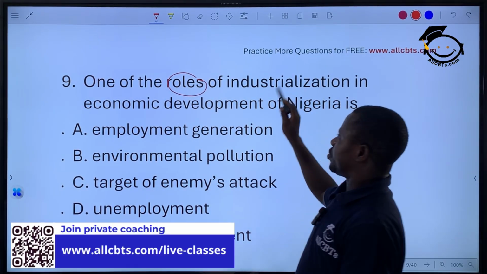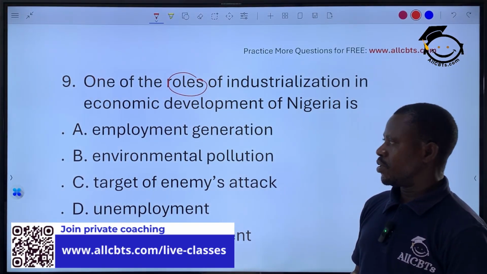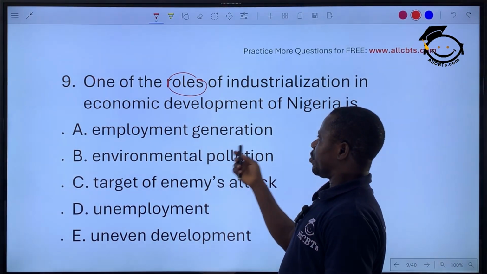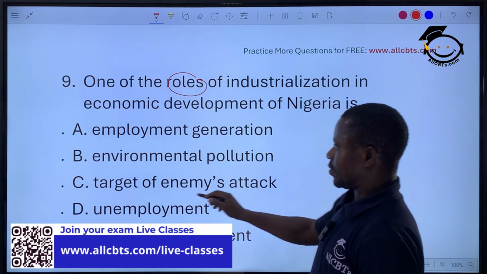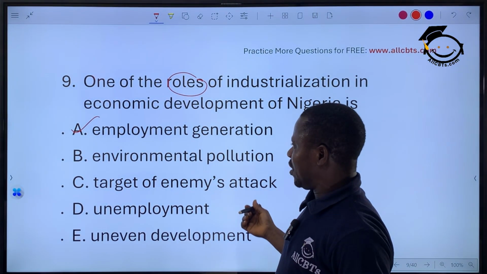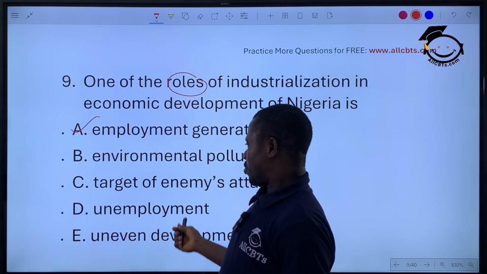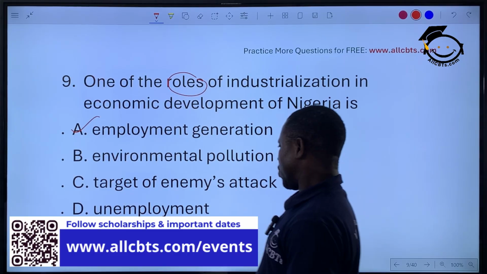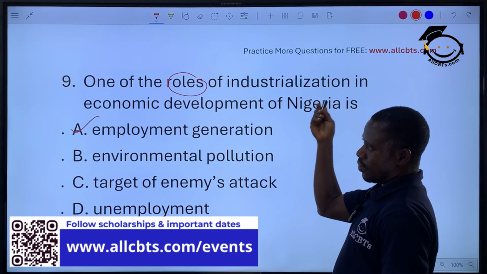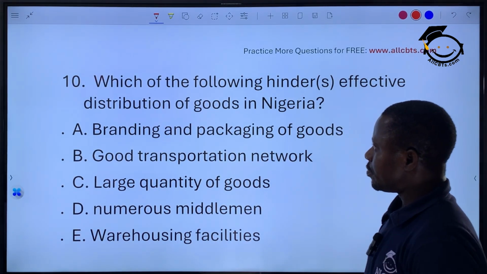Very well. One of the roles of industrialization in the economic development of Nigeria. There are many roles industries play when we talk about the development of the Nigerian economy, right? So let's look at employment generation, of course, yes. Environmental pollution, that is not a good role, that's a negative. Target of enemies attack, how do you mean? Unemployment, that's the opposite of A. Uneven development, of course, they don't develop, we're talking about development. So option A is the correct answer.